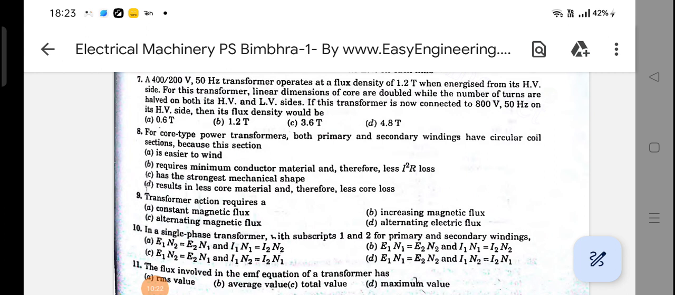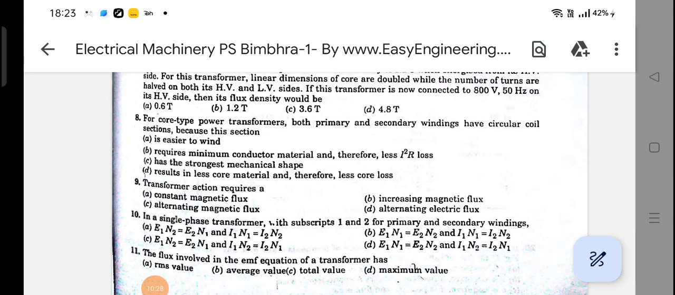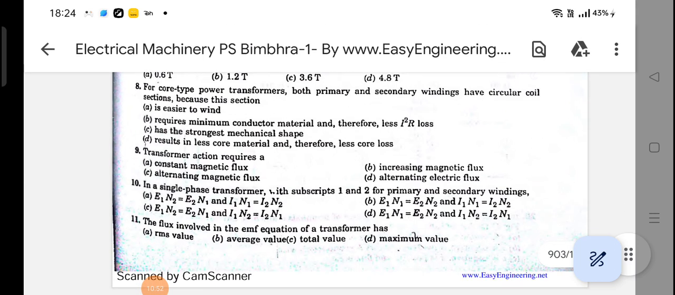Next, in a single phase transformer with subscripts 1 and 2 for the primary and secondary winding. Okay, already we know that in case of a transformer, E1 by E2 is equal to N1 by N2. That means E1 N2 is equal to E2 N1. Similarly I1 by I2 is equal to N2 by N1. That is I1 N1 is equal to I2 N2. All these results we are getting from the transformation ratio K. K is equal to N2 by N1, that is equal to E2 by E1, that is equal to I1 by I2. Okay, from that result the first option is correct.